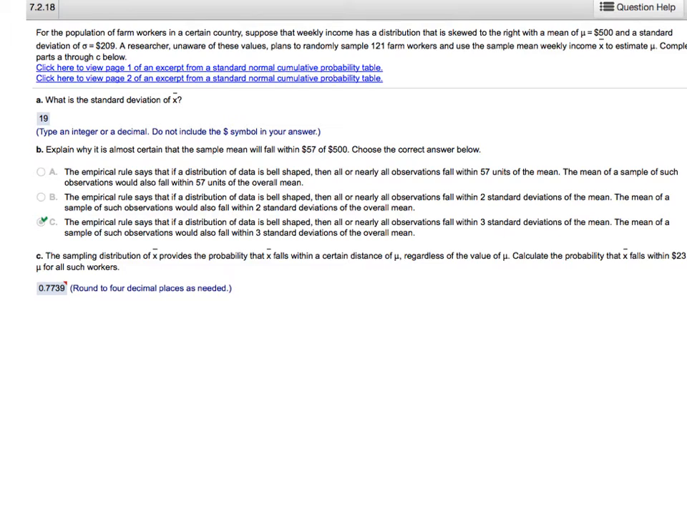And so a researcher who doesn't know those things, of course that's kind of the point, we don't really know these population numbers, is going to randomly sample 121 farm workers and compute the X bar, the mean of that sample. And so the way we think of this is we imagine that a bunch of researchers all have the same idea and all go randomly sample 121 farm workers. And so we imagine a situation where there's lots of X bars being calculated, all based on different random samples of 121 farm workers.